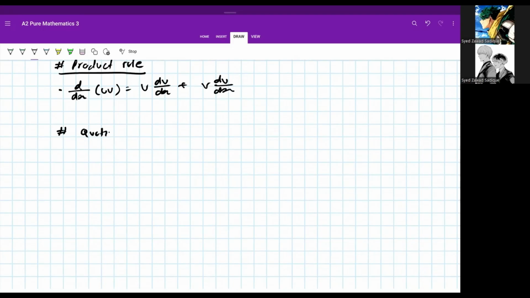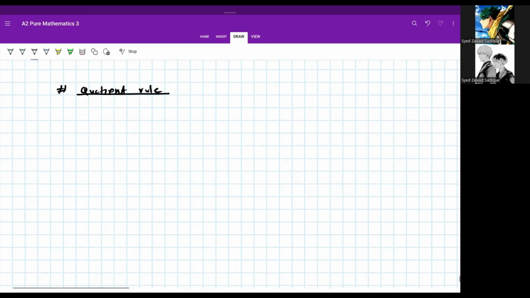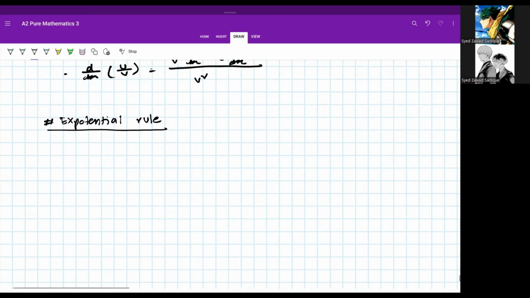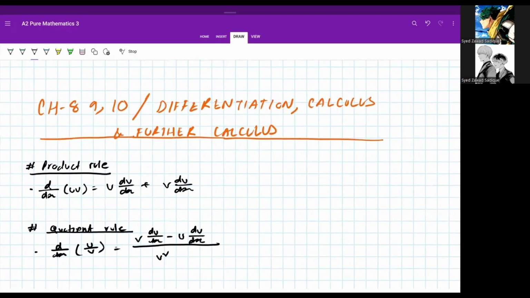The quotient rule, which is d by dx of u by v is v du by dx minus u dv by dx, all over v square. Then we have the exponential rule, which is, actually let's do it differently.